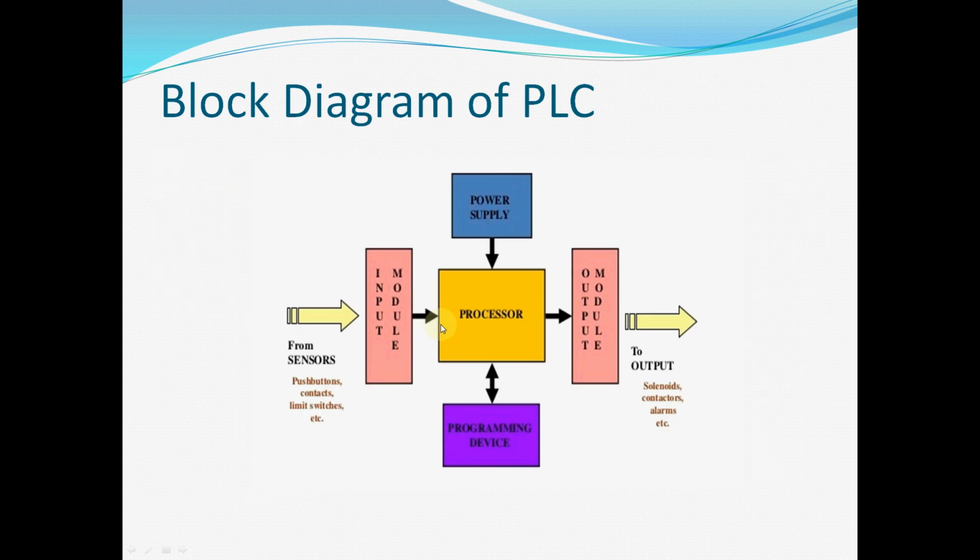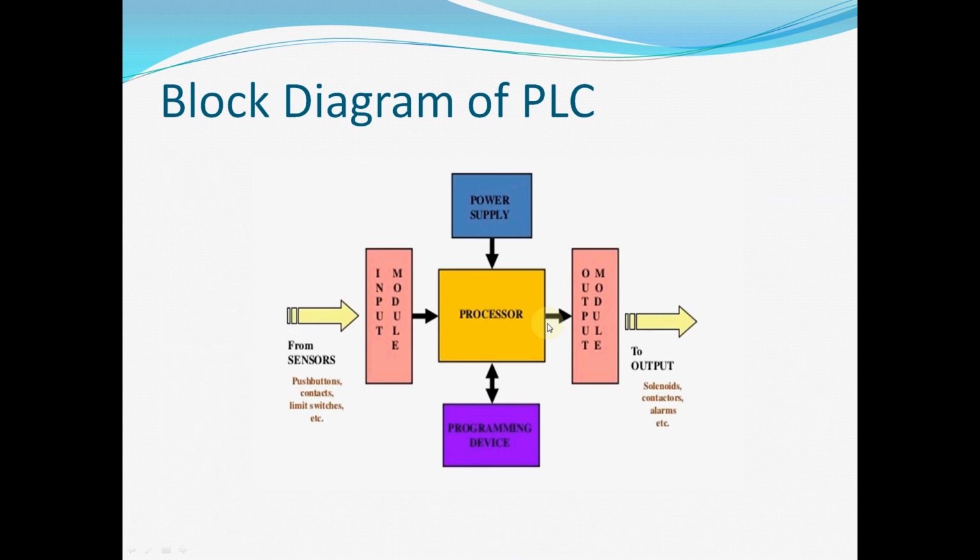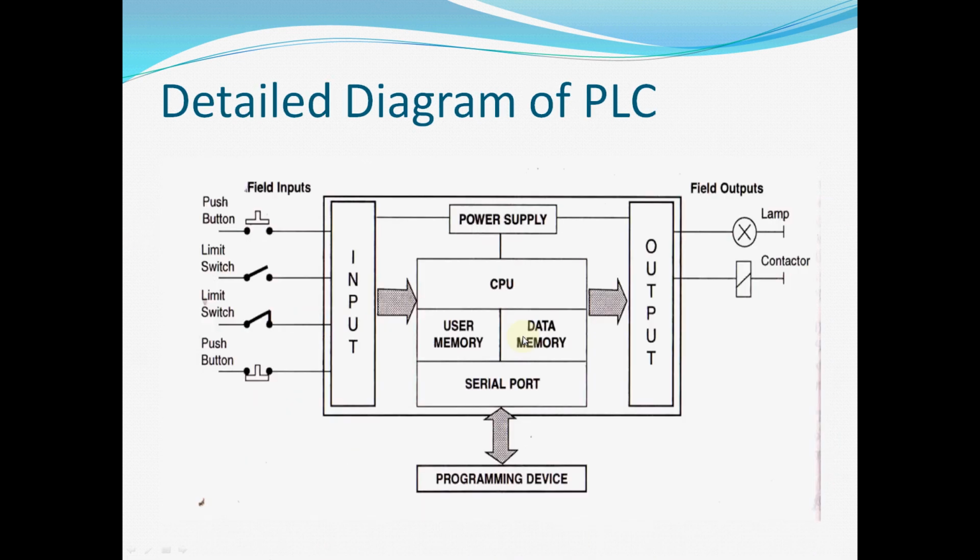So let's see, we'll get the detailed block diagram here. Here you can see there's a push button, a limit switch, that's NO, and this is NC, and this is push buttons. Now at the output we can see we have connected the lamp and a contactor. Here we have, as you have previously seen, the processor. The processor includes CPUs, memories, and serial ports, and the common power supply which is provided for inputs and outputs.